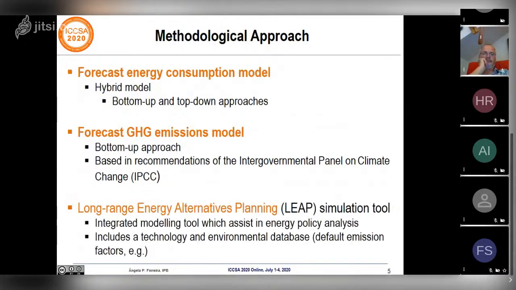These models are implemented in the Long-range Energy Alternatives Planning software from the Stockholm Environment Institute, which is an integrated modeling tool able to assist in energy policy analysis, and it includes a technological and environmental database considering, for instance, default emission factors and consumption's propulsion type and based on fuel types.